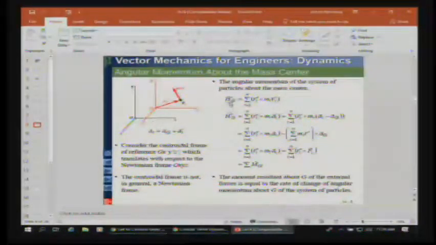So we have the angular momentum, and if you go through the math, it turns out to be the summation of moments about the center of mass. If you remember, in every single case, a moment is r cross F, or r cross ma. With an r cross F, the r is always going to extend from the point that is the center of mass to the application of the force. So we always have that same point, G in this case, which they're saying is the center of mass.